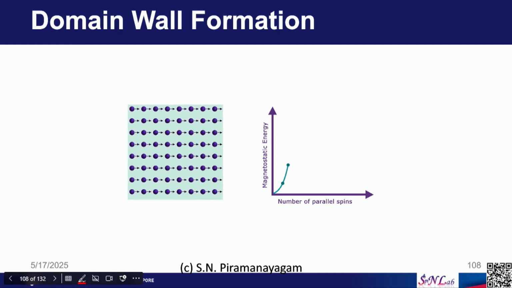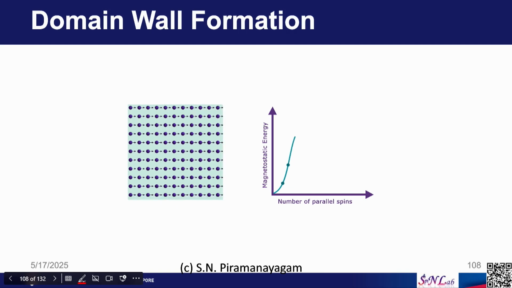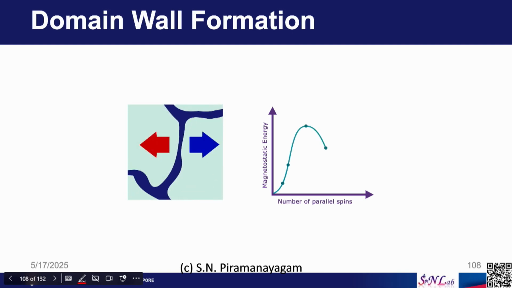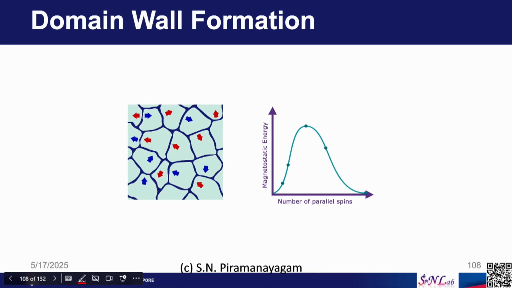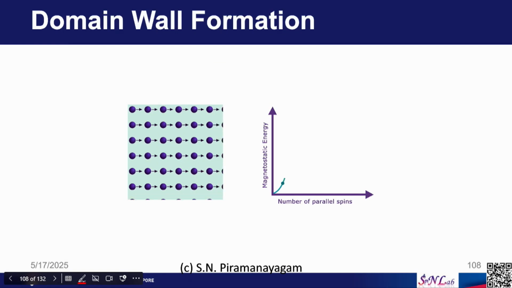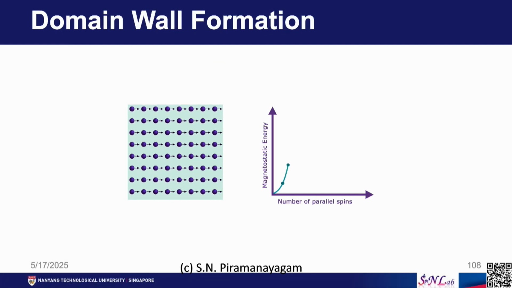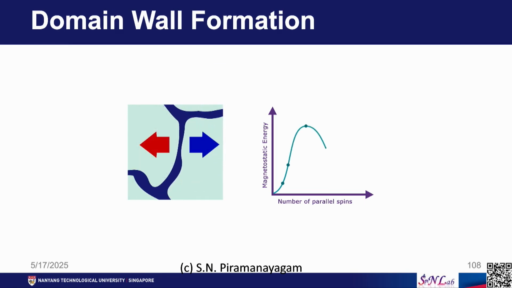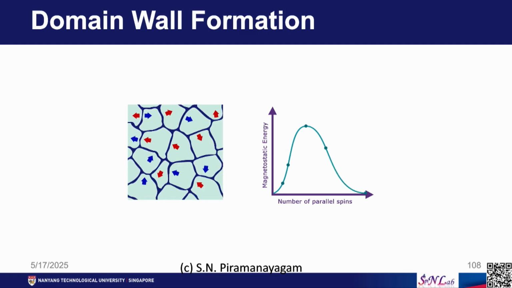Here I am just visually showing whatever we discussed. When we try to put many atoms with spins pointing in the same direction, we are increasing the magnetostatic energy, and on the other hand, if the system forms domains, then the magnetostatic energy is minimized. So I try to put many neodymium iron boron atoms together. The magnetostatic energy gets increased, but the system forms many domains and minimizes the magnetostatic energy.